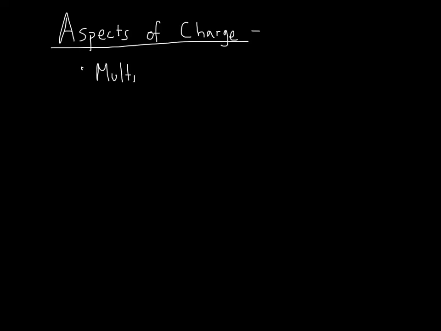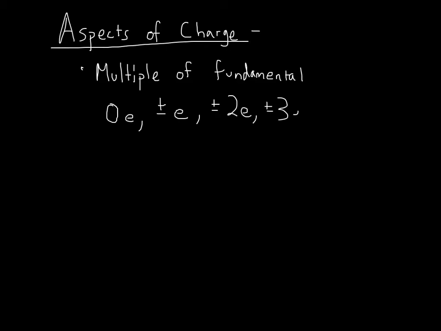Now let's discuss a few aspects of charge and charged particles. I've already mentioned this, but one of the most important aspects of charge is that every charge out there is a multiple of the fundamental charge. It's some kind of multiple of that electron or proton charge. So you can have an object that's not charged at all. That's going to have a charge of 0 times the fundamental electric charge. You can have a positive and negative fundamental charge. You can have positive or negative 2 times the fundamental charge, positive or negative 3 times the fundamental charge.